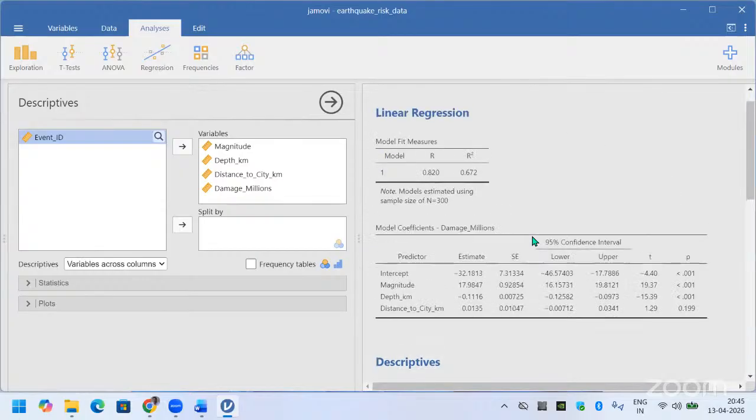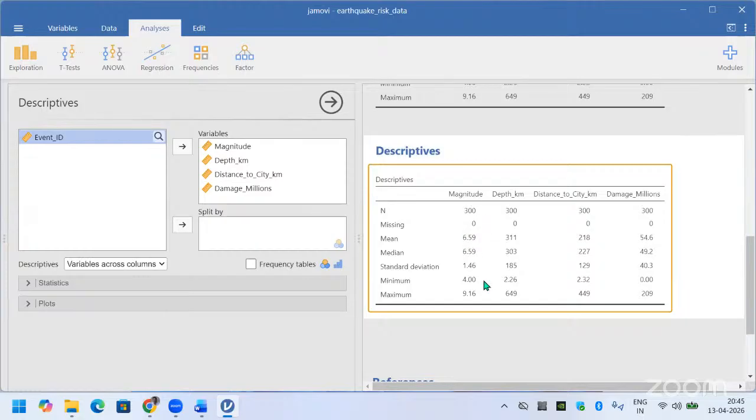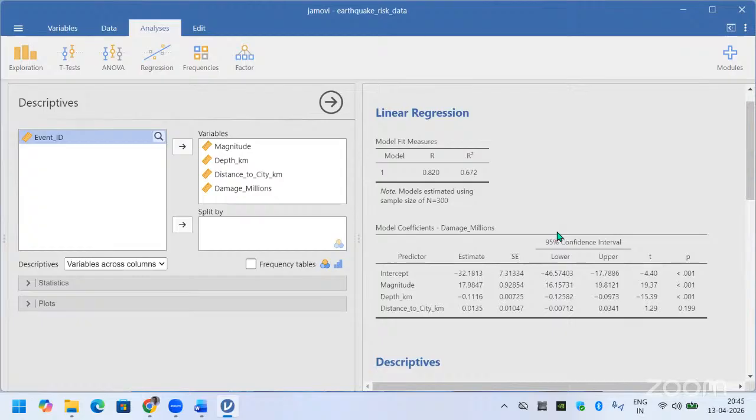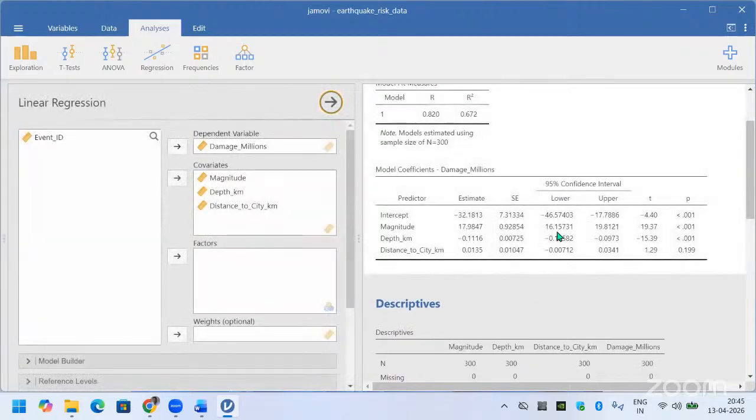So there is a disaster forecast: how much damage is going to happen if it happens again? Suppose the magnitude is 5, the depth is some 100, and the distance in kilometers is from 2.2 to 449, assume it is 300. What is the tentative damage that can happen? This is the damage here.